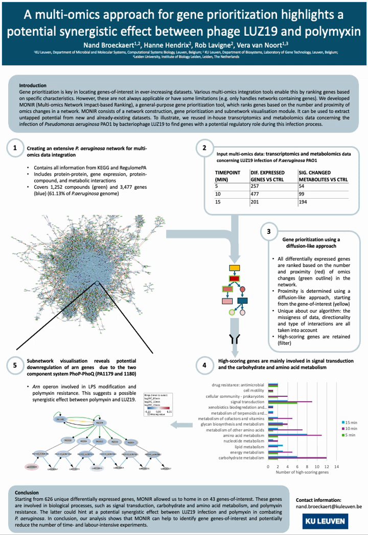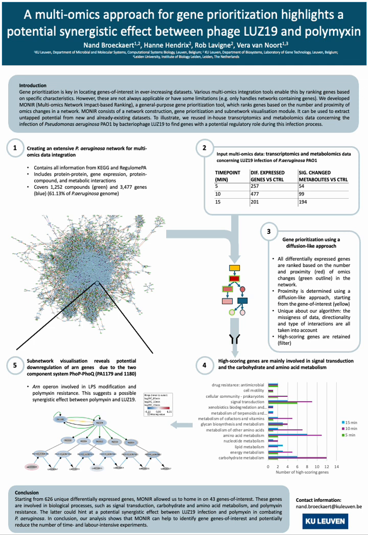Here, I'll present MONIR, multi-omics network impact-based ranking, which is a general-purpose gene prioritization tool that ranks genes based on the number and proximity of omics changes in a network. It consists of 3 modules. The first one is for network construction, the second and main module is for gene prioritization, and then you have a third module that helps you create subnetworks for downstream visualization.